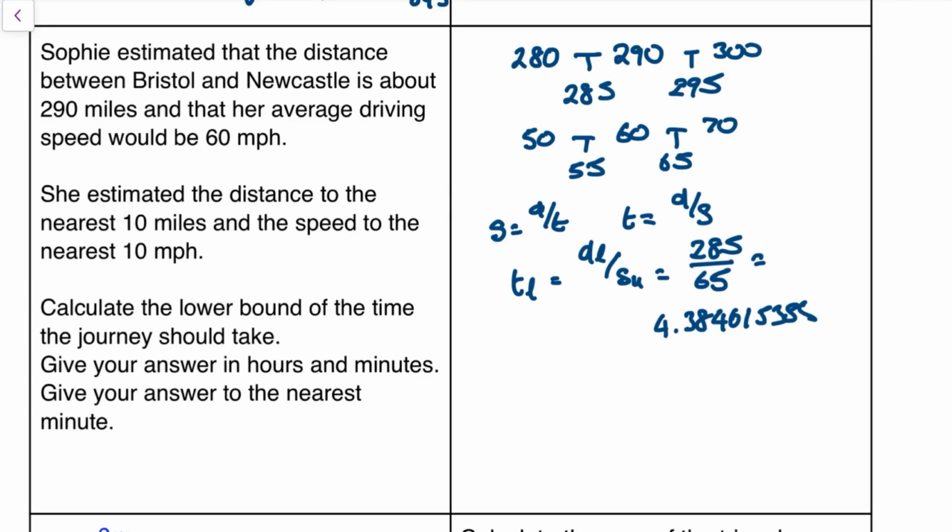4.38461538, etc. So that's hours, and I want the answer, calculate the journey in the lower bound time, give you an answer in hours and minutes. So the way I'm going to do that is that's 4 hours. Then I'm going to take away 4 in my calculator, which gives me 5/13, or 0.3846153846. Multiply that by 60 to get how many minutes, and that tells me it's 23.0 minutes, which in other words to the nearest minute is 4 hours and 23 minutes.